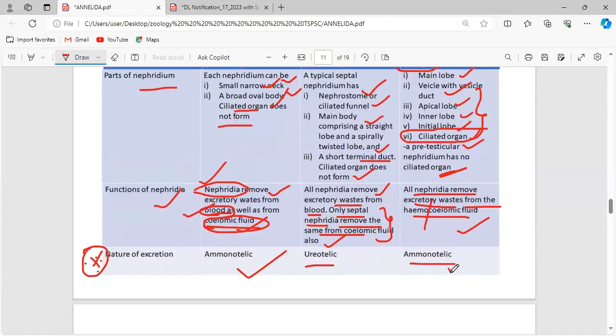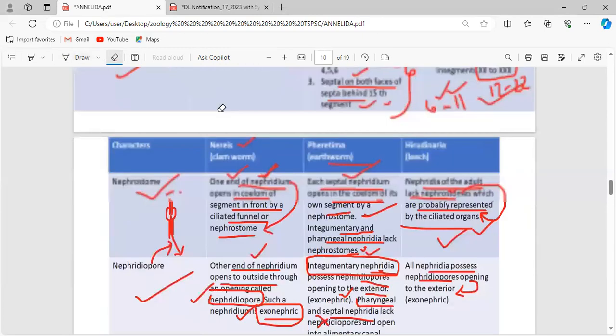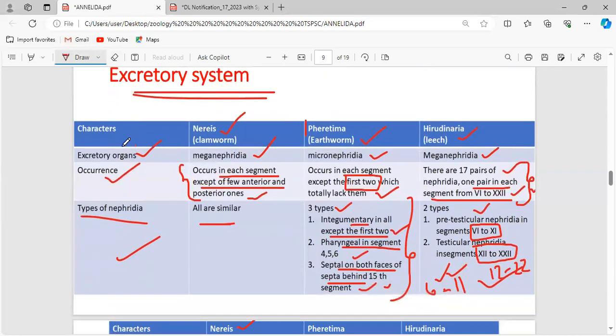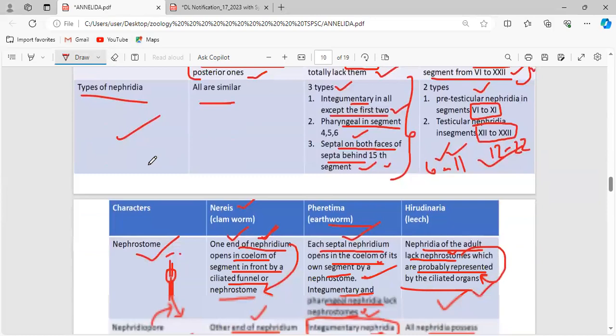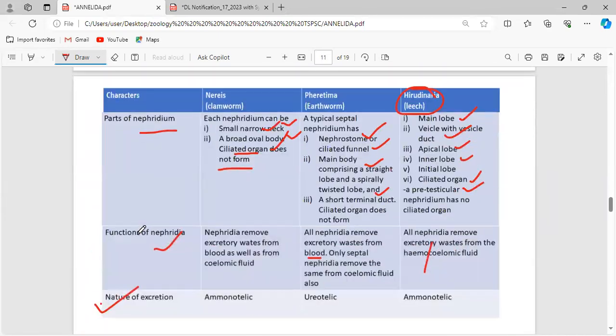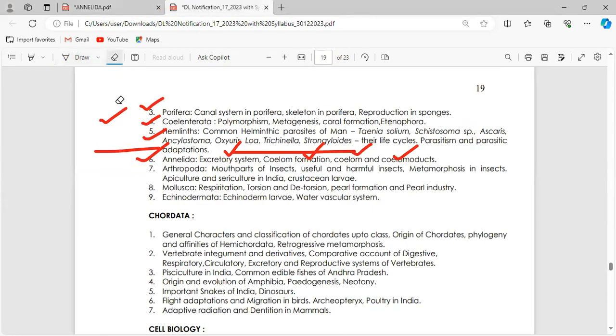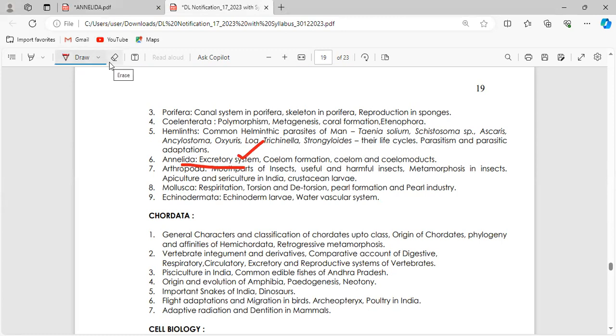Okay, so let me explain what are all the things you have to focus on when it comes to these excretory organs. The points are: name of the excretory organs, accessory excretory organs, and nature of excretion. All points are important, but these three columns are very important. So don't forget to read this. Any doubts with respect to the excretory organs, excretory system? See, we have completed the excretory system.